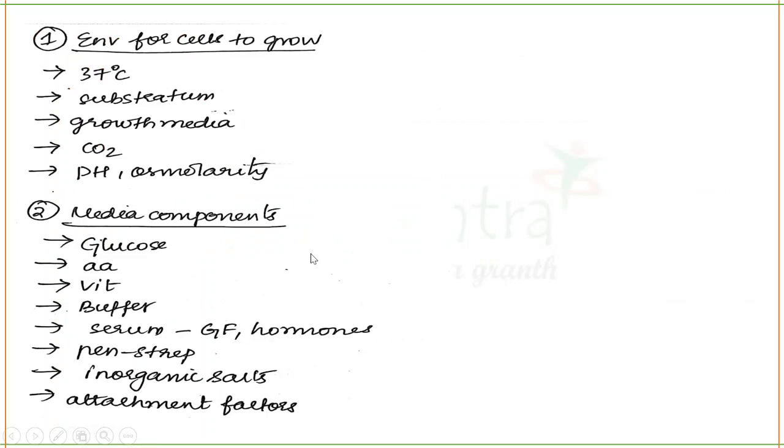So, if you are growing a cell culture, it definitely needs an environment. What are the environmental requirements for the cells to grow? First is the temperature. The temperature should be optimum so that your cells can grow well, and it should be approximately equal to the temperature present in the animal's body. The suitable and optimal temperature is 37 degrees Celsius.